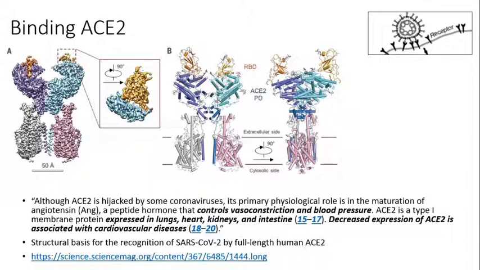I also wanted to point out that this receptor has a normal role. Again, the spike protein's binding this receptor. The receptor's there because we need it for other things. This is from the paper that published the structure of the receptor, and it talks about the importance of this receptor in normal roles.